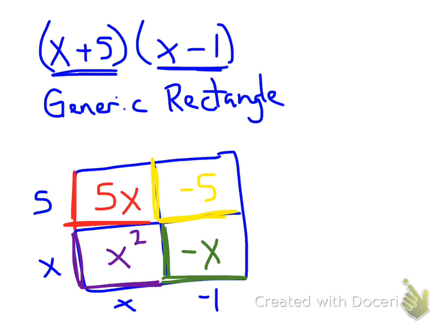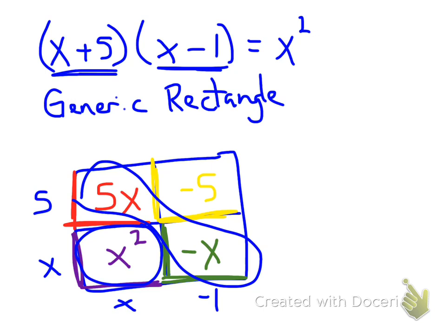So the solution to this, or writing it as a sum, is now combining all my terms here. I have an x squared. I have a total here of 4 x's. Those are like terms, so 5x plus a negative x will be plus 4x. And then I have my negative 5, so minus 5. So multiplying those binomials gives me x squared plus 4x minus 5.